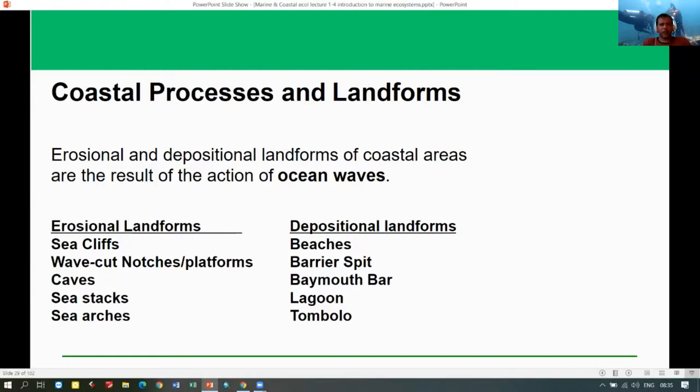Likewise, if you take the coastal processes and landforms, you can see the different erosional landforms on your left side and depositional landforms on your right side, right? The erosional landforms include the cliffs, sea cliffs, then these wave cut notches or platforms, then you have the caves, sea stacks, and sea arches, right? All these are erosional features, and on the right are the beaches and the spits.